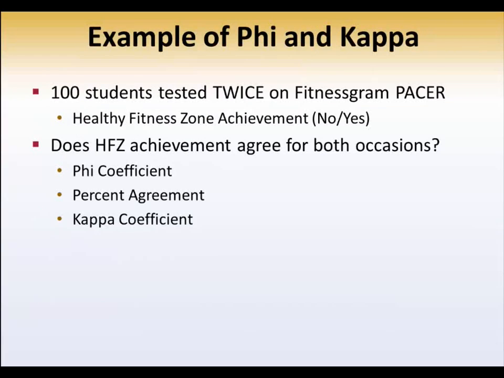Here is our example. We have 100 students who were tested twice on the FitnessGram PACER, and when they completed the PACER, it was determined whether or not they had achieved the healthy fitness zone. So they are either in the healthy fitness zone, yes, or failed to achieve the healthy fitness zone, no. We're going to give that test on 2 occasions, perhaps 1 week and then the following week. And we want to see if they achieve or don't achieve the healthy fitness zone on both occasions. We're looking for agreement. We'll do that with the phi coefficient, percent agreement, and the kappa coefficient.